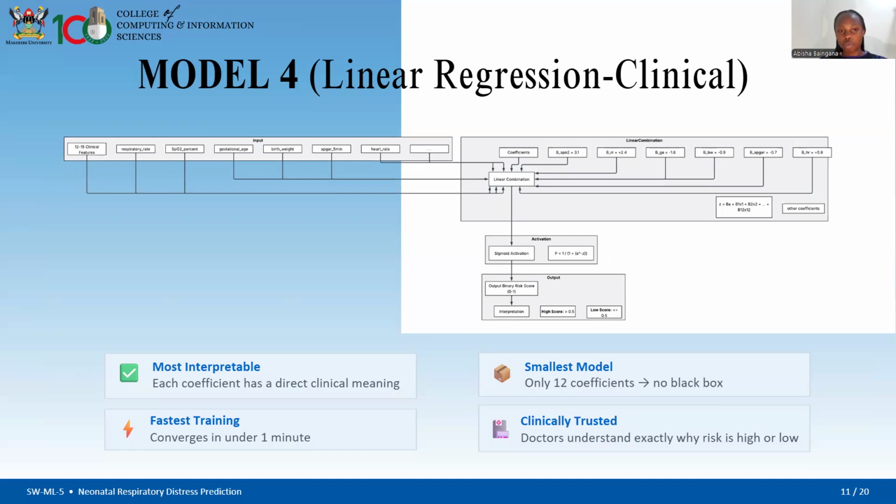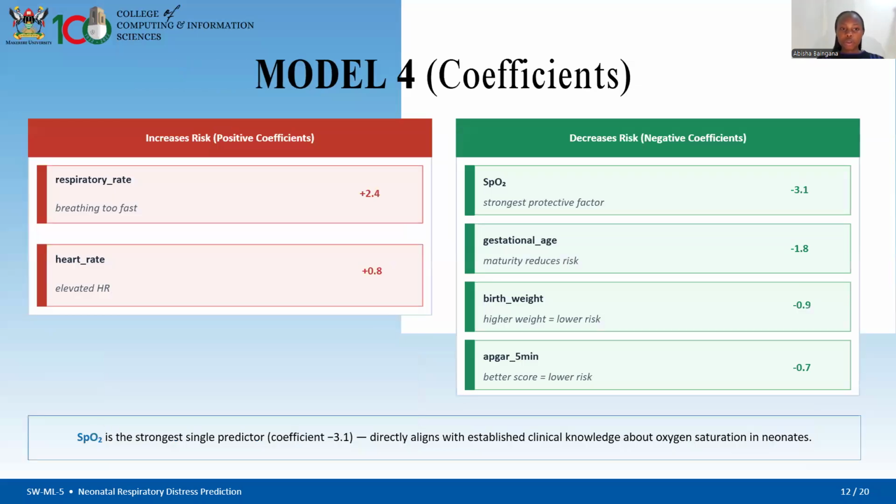And from here, I want to note that the logistic regression was actually the smallest because it only took about 12 coefficients, and it's clinically trusted because the doctors would understand why the risk is high or why it's low. And it was the fastest because its training time was about 40 something seconds. So these were some of the coefficients. We have the positive coefficients, which increase risk.